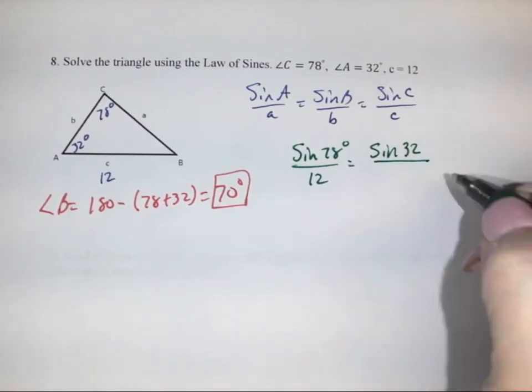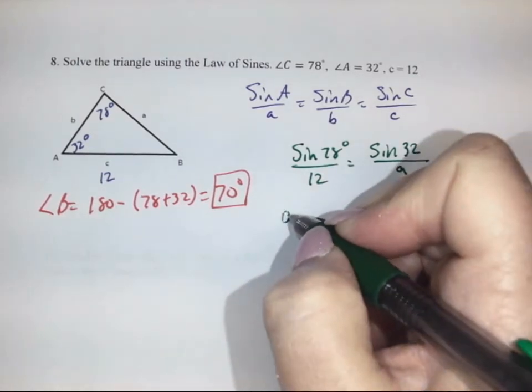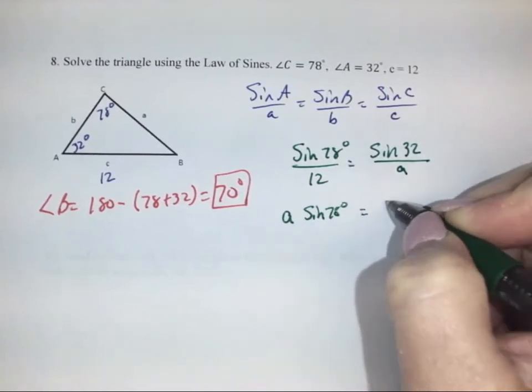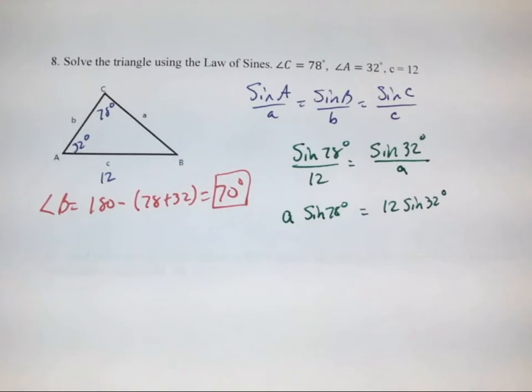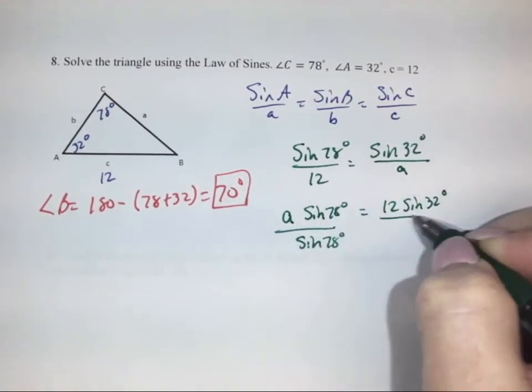over little a. We'll cross multiply and end up with A times sine of 78 degrees is equal to 12 times the sine of 32 degrees. We'll divide by the sine of 78.